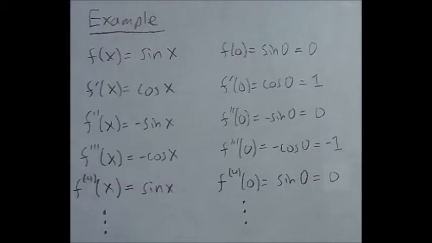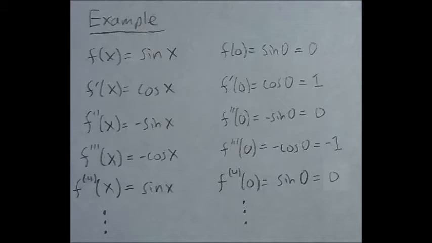Now let's take a look at an example. Our function is sine x. Sine 0 is equal to 0. The first derivative is cosine x, and cosine 0 is equal to 1. Notice that by the fourth derivative, the pattern has come full circle and will repeat itself.